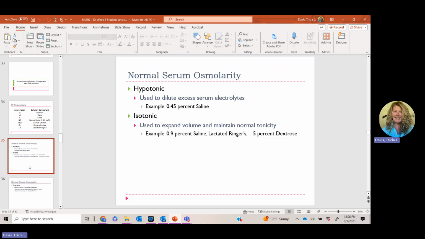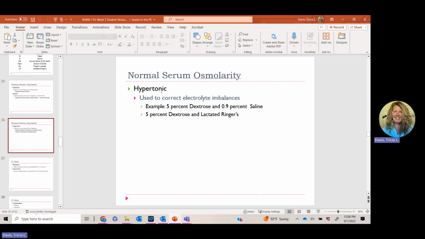We like to give 0.5% saline, okay? Half normal saline, we call that. Sometimes we give an isotonic solution, which is just used to expand volume, and it maintains a normal tonicity, or a concentration. So it's not going to change the concentration of our blood in either direction. So that's our 0.9% normal saline, our lactated Ringers, and our 5% dextrose.